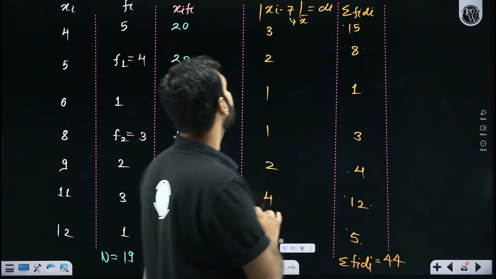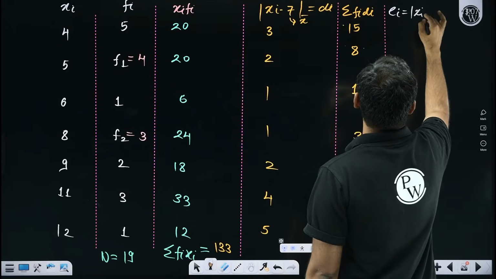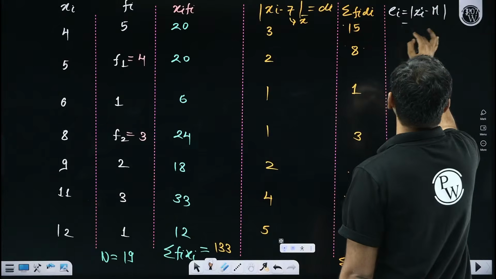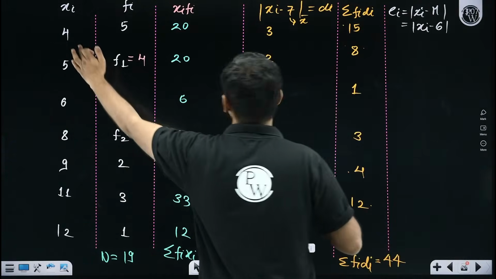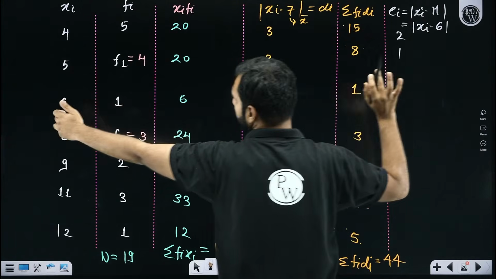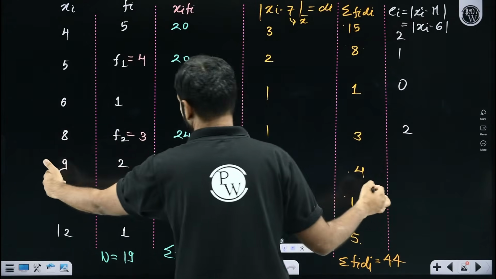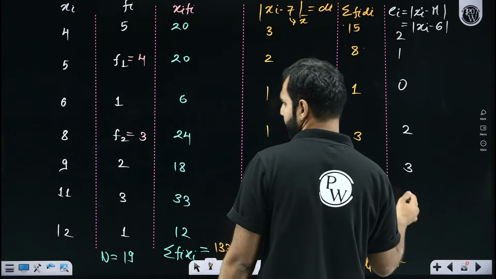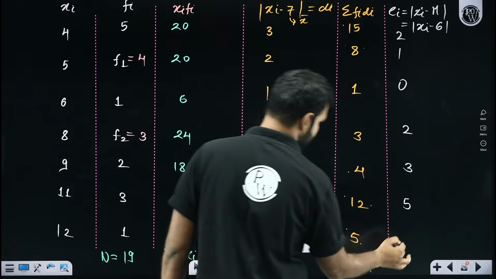Now let's focus on EI. How am I defining EI? EI I'm saying as xi minus m, where m is the median. So EI I'm defining as modulus of xi minus median, which is 6. So first of all, 4 minus 6, that's 2. Then 5 minus 6, that's 1. Modulus, of course. 6 minus 6, that's 0. Then you have 8 minus 6, that's 2. Then 9 minus 6, that's 3. Then 11 minus 6, that is 5. And then you have 12 minus 6, which is 6.